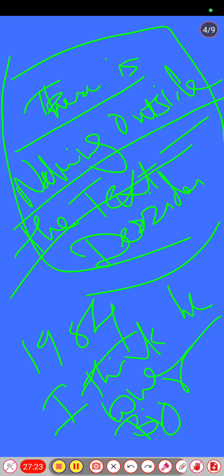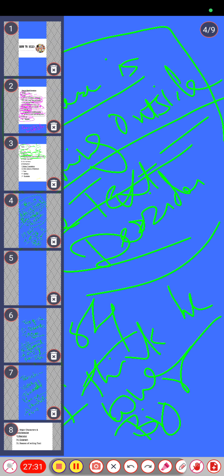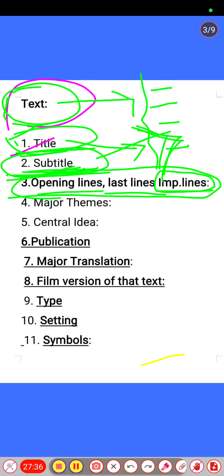It expresses surrender to that ideology. Okay, so lines are important. If it has some important lines, we'll go to the next page. Okay, now major themes are important. When you read the summary, you'll get to know about themes. Now themes, then central idea.